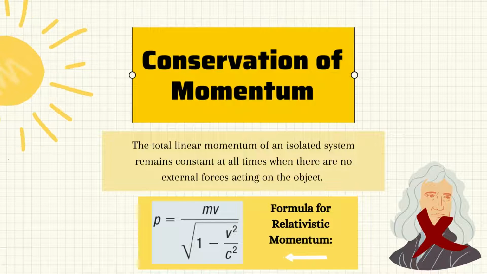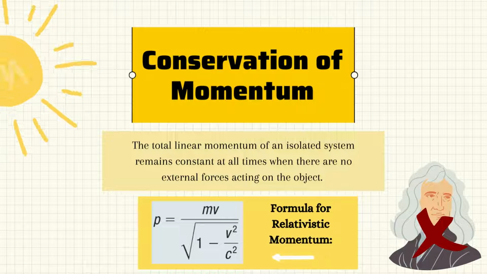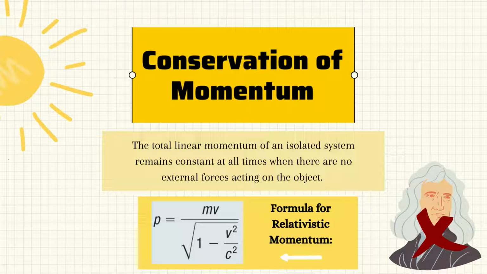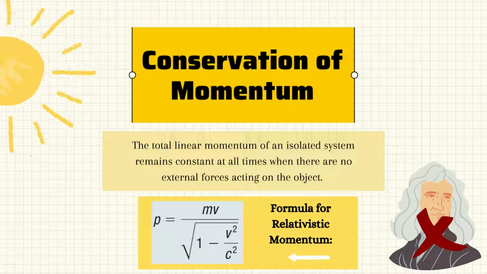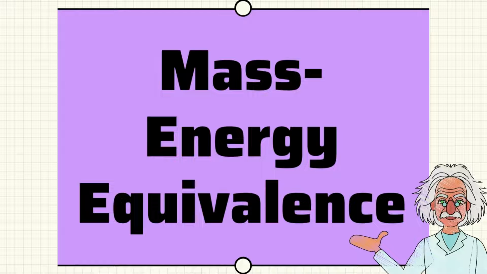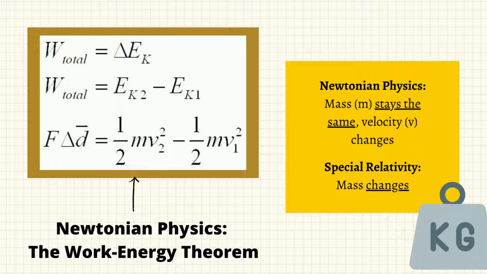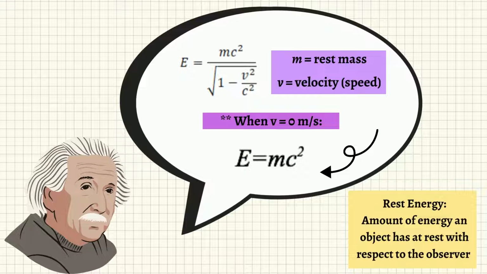However, when an object approaches the speed of light, Newton's equation for momentum is not conserved in all inertial reference frames. Thus, in order to conserve momentum, relativistic momentum must be used instead. In Newtonian physics, work is equal to the change in kinetic energy. In this case, the mass of the object always remains the same, while its velocity changes to accommodate the energy being transferred. However, these rules do not apply in situations where special relativity must be considered.